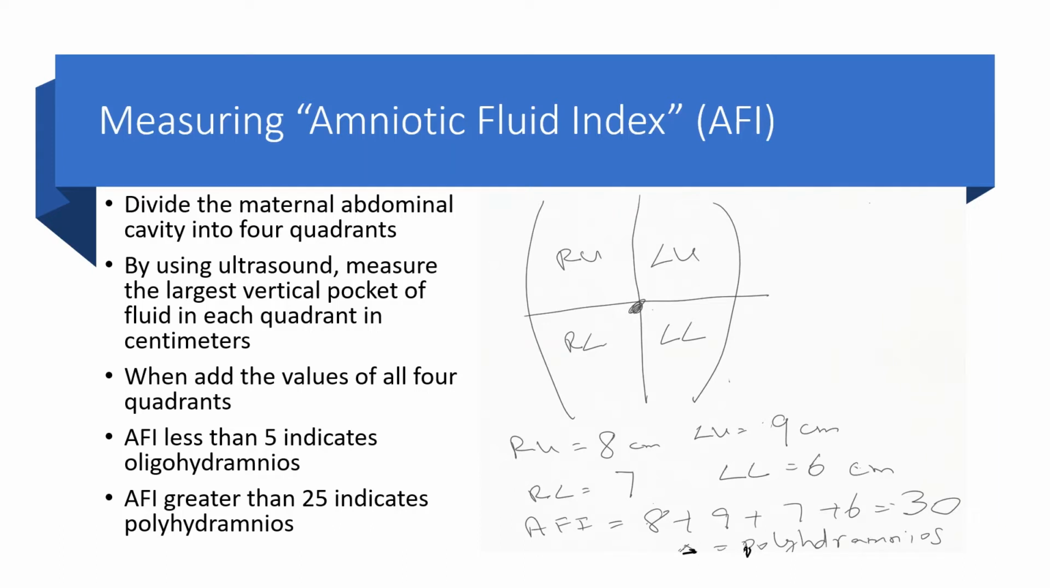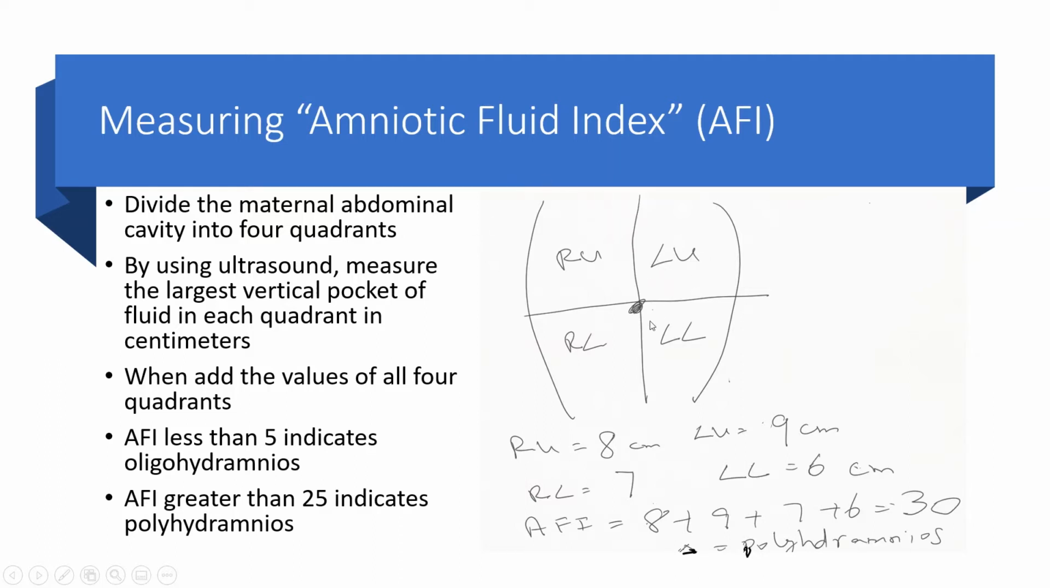Before that, how can we get an idea about the amount of amniotic fluid? There is a measurement that we can do. For this we use ultrasound, and we call this the amniotic fluid index. By measuring the amniotic fluid index, we can have an idea about the amount of amniotic fluid. Here we divide the abdomen into 4 quadrants: right upper quadrant, right lower quadrant, left upper quadrant, left lower quadrant.